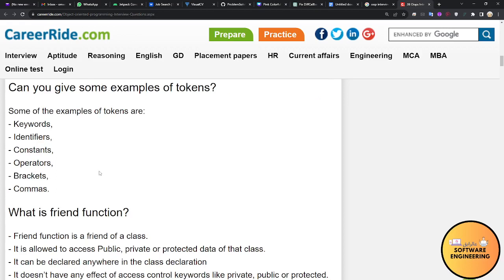Can you give some examples of tokens? Some of the examples of tokens are the keywords, the identifiers, the constants, the operators, the brackets, the comments.